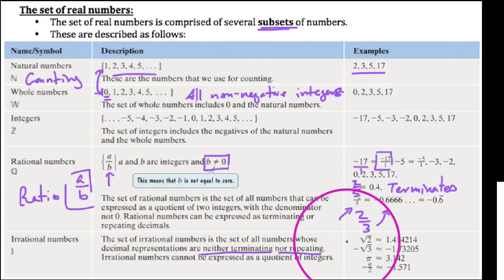So these are often seen as radicals. We say root 2 would be like this number here. You'll notice that it's going to go on forever and ever and not repeat itself. Or pi. Pi is a pretty famous number there, and it's also irrational.